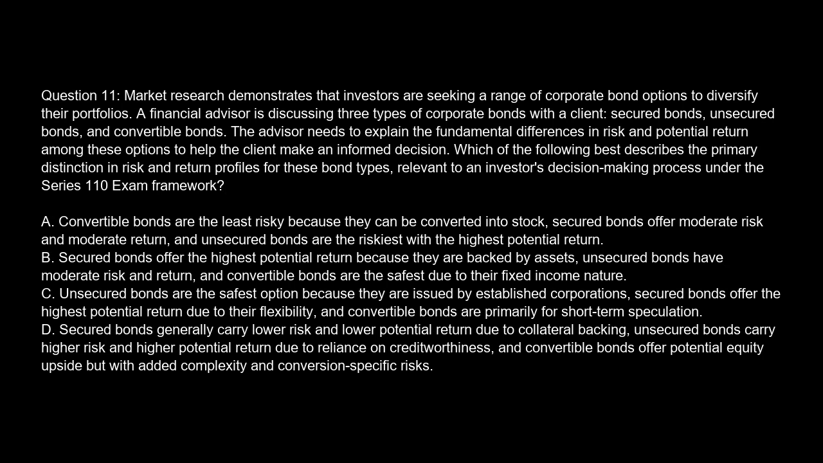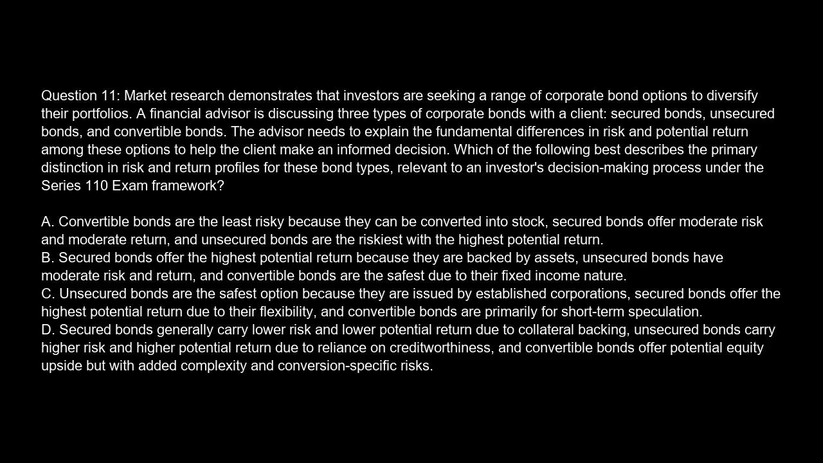Question 11. Market research demonstrates that investors are seeking a range of corporate bond options to diversify their portfolios. A financial advisor is discussing three types of corporate bonds with a client: secured bonds, unsecured bonds, and convertible bonds. The advisor needs to explain the fundamental differences in risk and potential return among these options to help the client make an informed decision. Which of the following best describes the primary distinction in risk and return profiles for these bond types, relevant to an investor's decision-making process under the Series 110 exam framework?